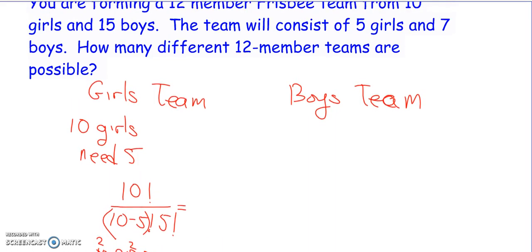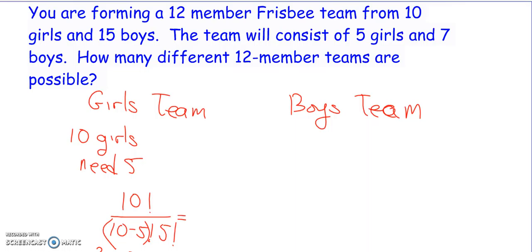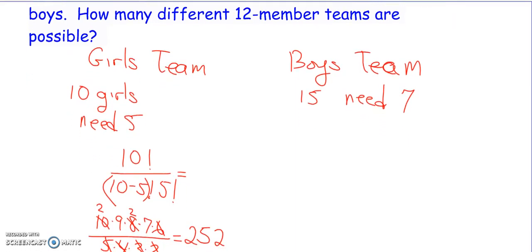Let's work on the boys teams. From the boys, I had 15 boys to start, but I only need 7. Okay, so what's this going to look like in terms of a combination? Well, I have 15. I'm going to order 15 boys. I'm going to have 15 factorial different ways to order them. But here's where the division starts. Because I only need to order 7 of them, it's 15 minus 7 factorial. And then I need another 7 factorial because the order doesn't matter.